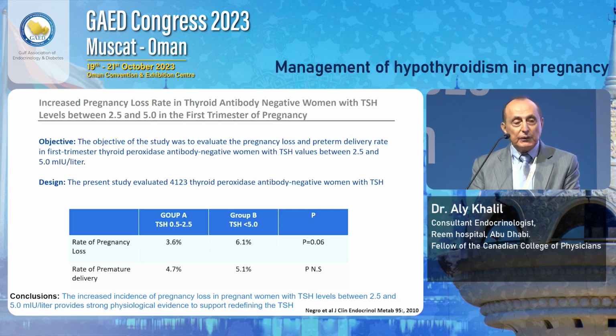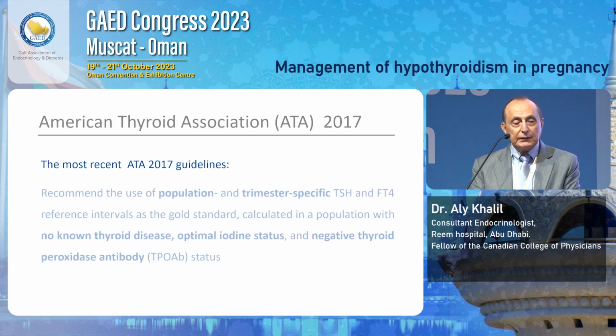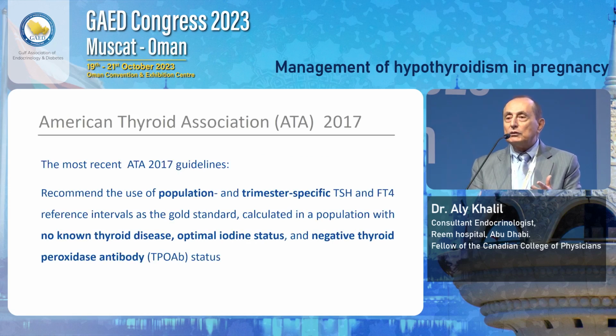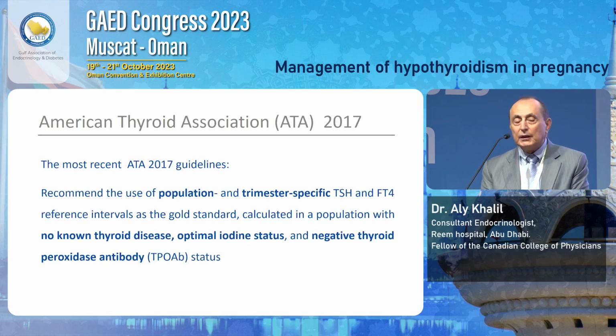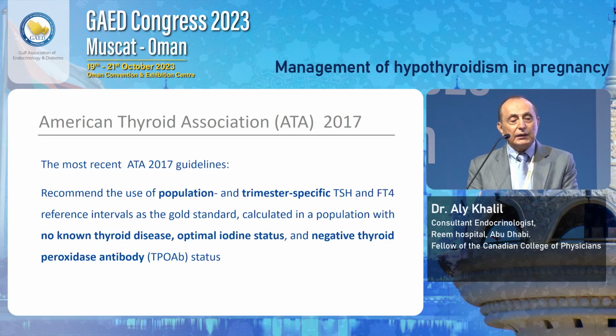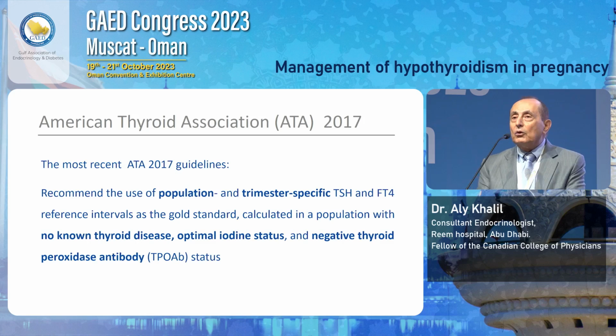So a different study came to confirm this point, that the ATA was influenced by the changes and the studies done, and they came up with the recommendation that the use of population and trimester-specific TSH and free T4 reference intervals should be the gold standard, calculated in a population with no thyroid disease, optimal iodine status, and negative thyroid peroxidase antibodies. So your TSH upper limit should be based on your own population, and it has to be trimester specific.